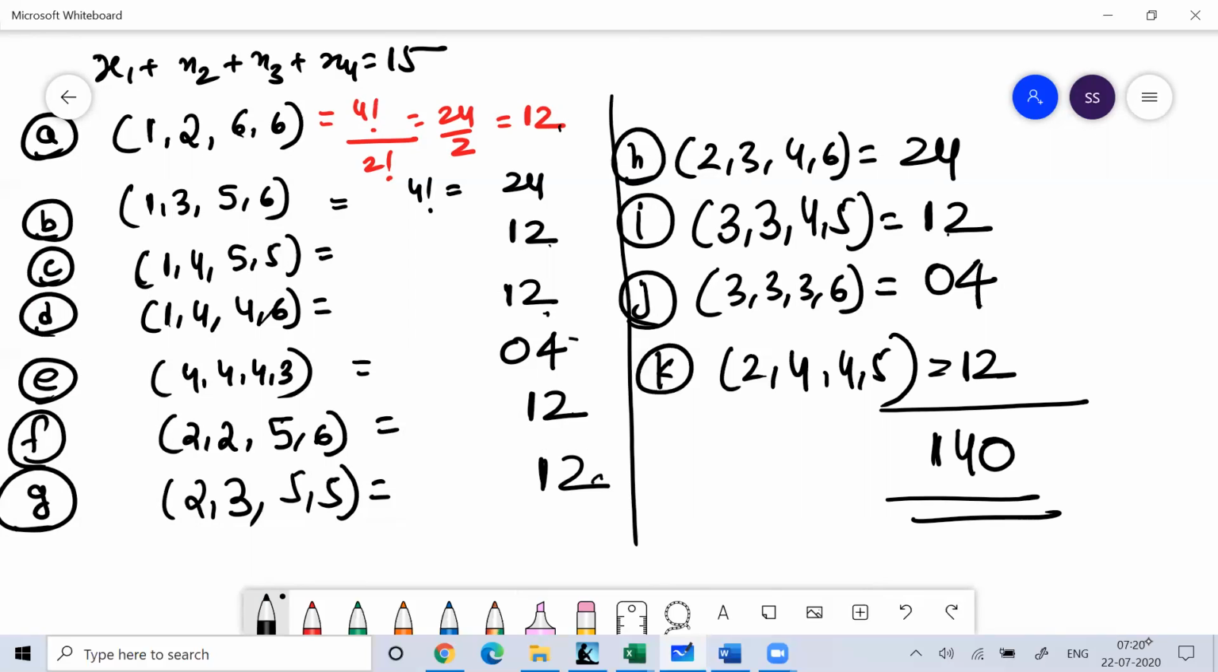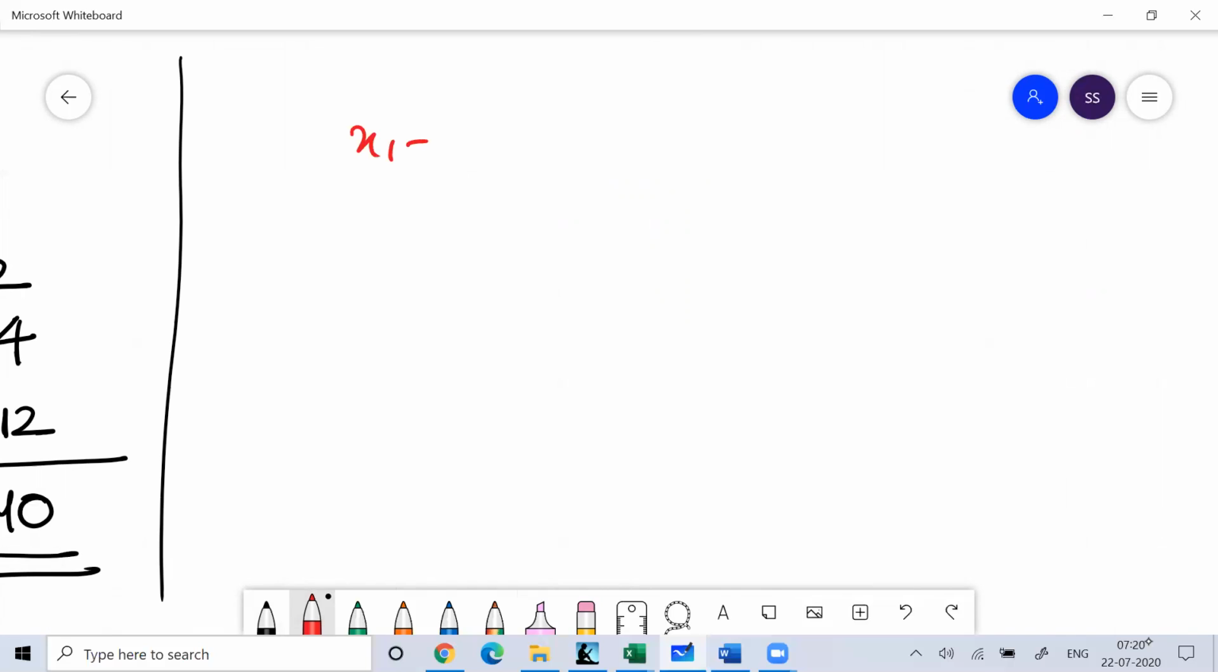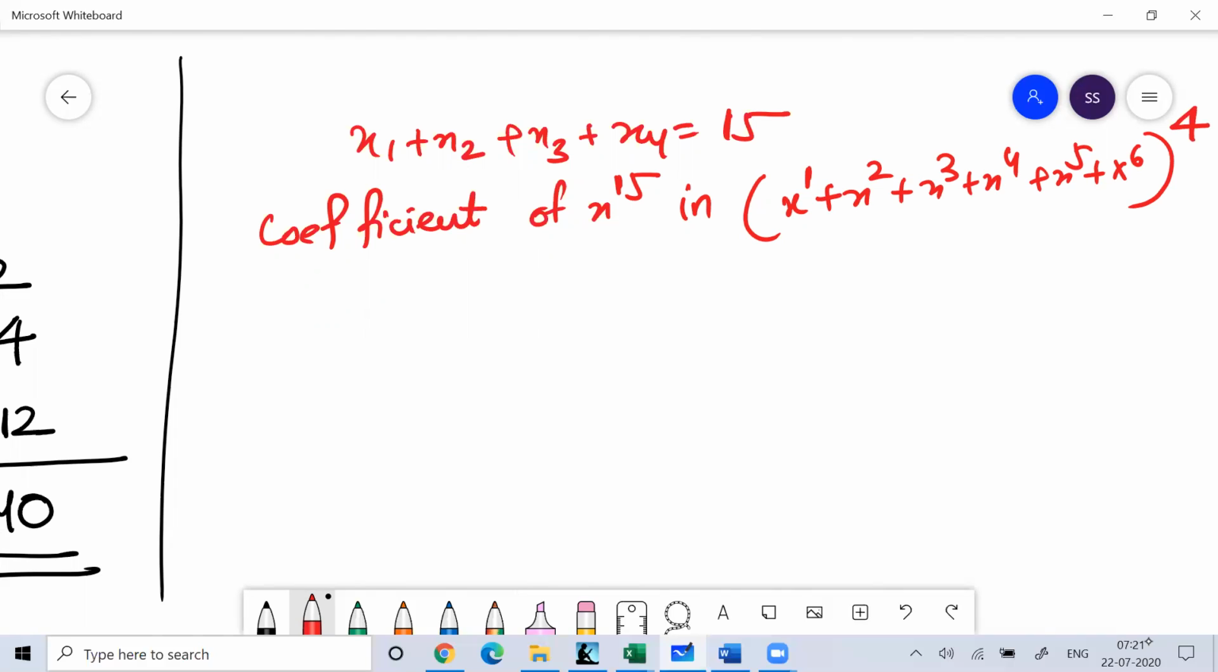Now the same logic you can use here also, you can solve the same problem by using the binomial theorem. So sum on four dice should be 15. So what you need to do, you have to search for the coefficient of x to the power 15. In dice, the value should be from 1 to 6, and then the four values are there, four dice. So this should be power 4.